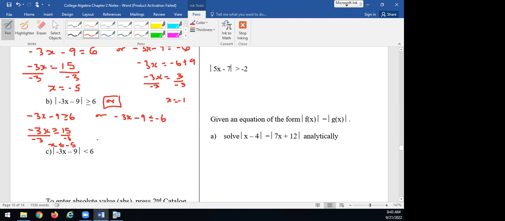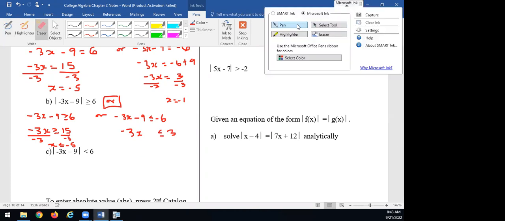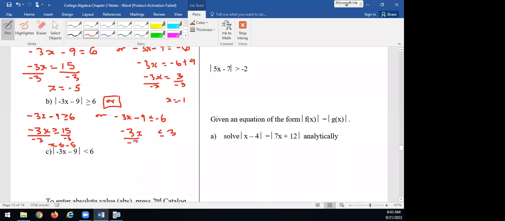Or, let's solve this side over here now. Let's see what we get. Negative 3x minus 9 is less than or equal to, what's negative 6 plus 9? 3. Now divide both sides by negative 3. What happens now? X is greater than or equal to negative 1, right?